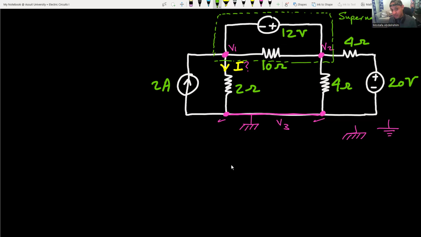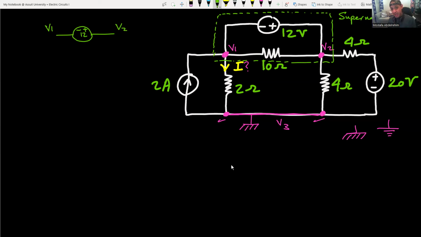The first step that we're gonna do right now is related to this supernode thing. Here we have the 12-volt battery, negative here, positive here, connecting V1 to the negative and V2 to the positive.